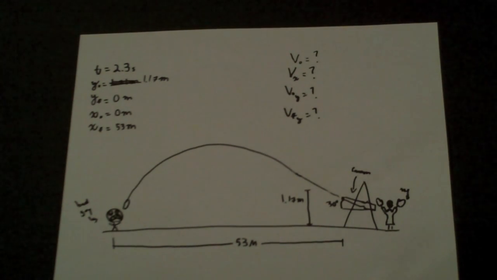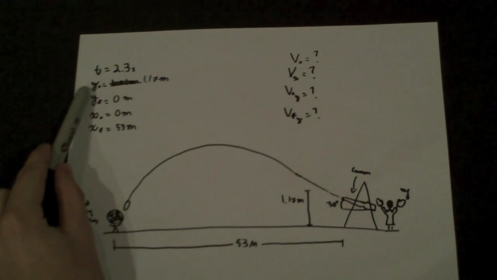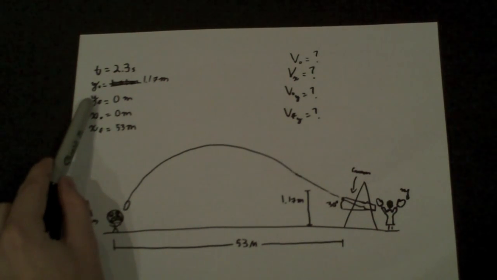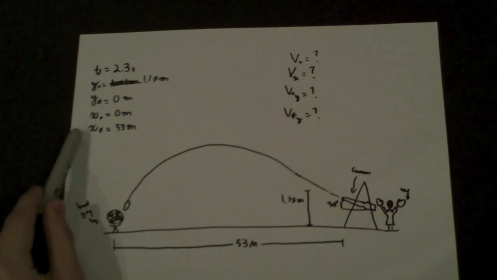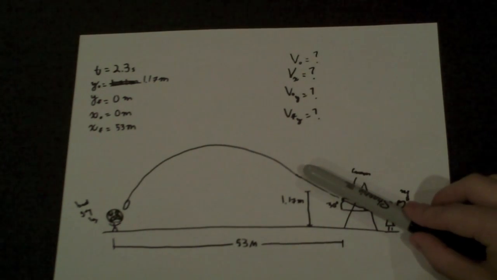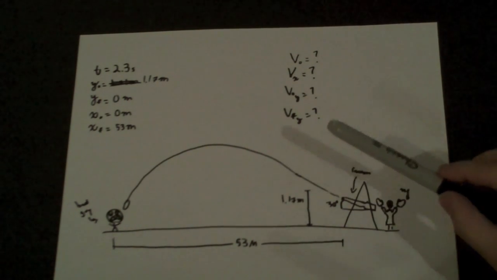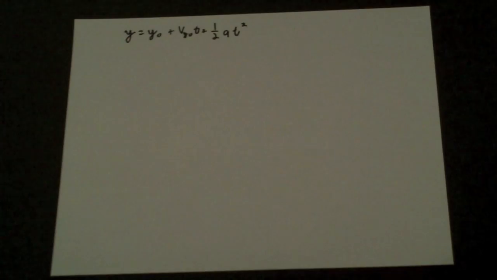Now let's establish what we know. We know that it took the potato 2.3 seconds to travel. We also know that it started at a height of 1.17 meters and ended at a height of 0. We also know the horizontal displacement was 53 meters. Things we do not know are the initial velocity going at 30 degrees above the horizontal, the velocity in the horizontal, the initial velocity in the vertical, and the final velocity in the vertical.